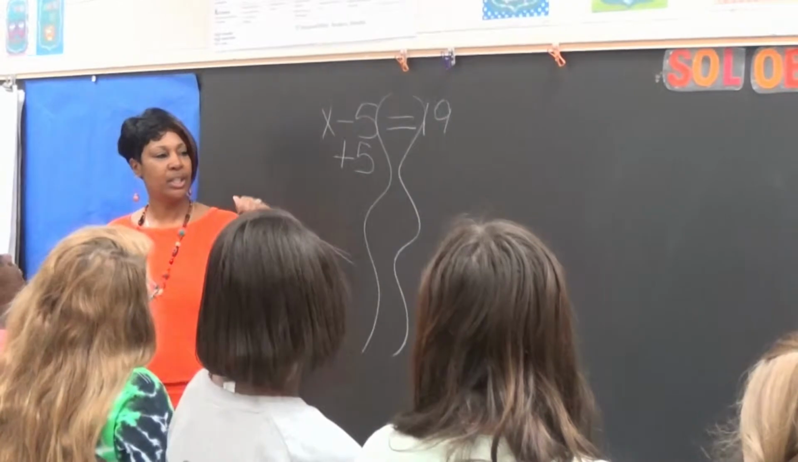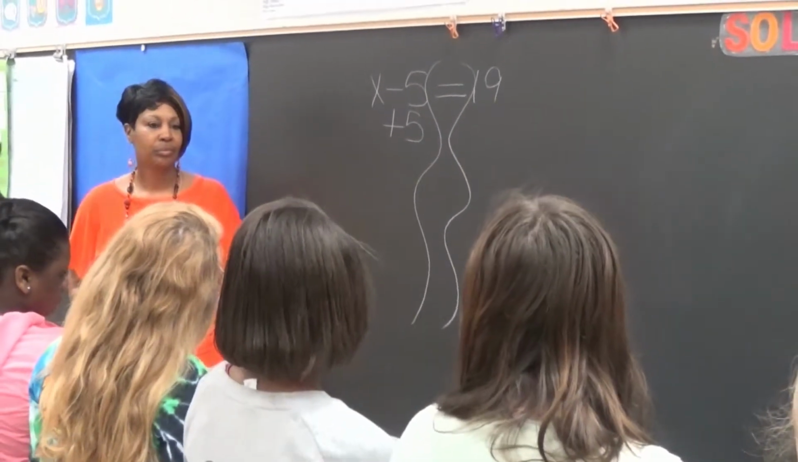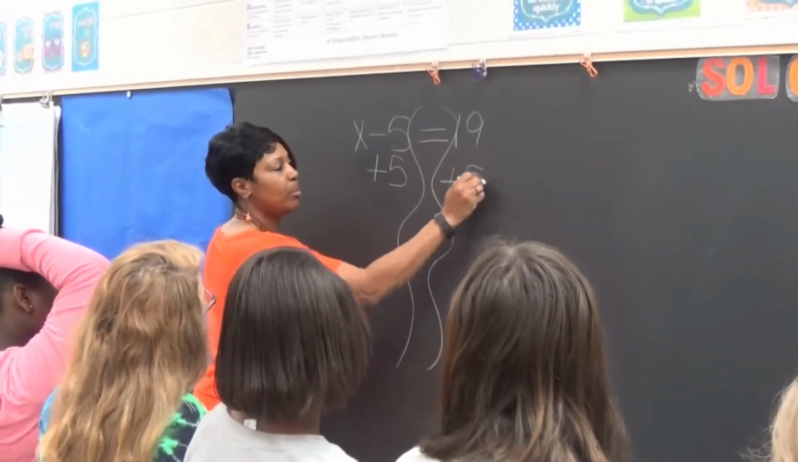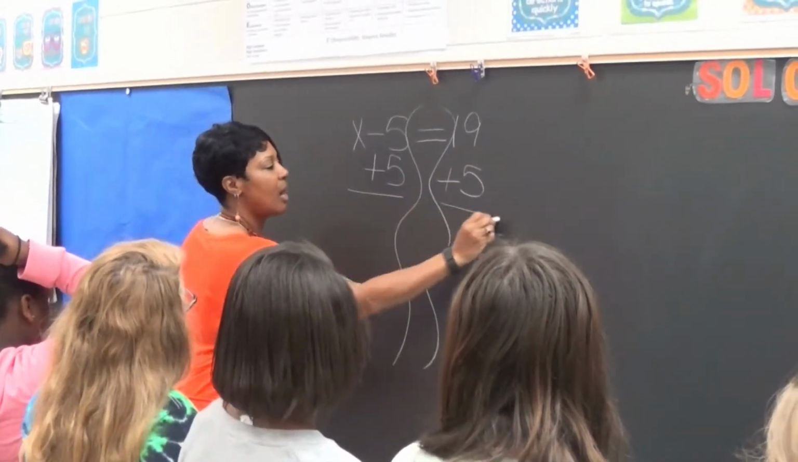What do we need to do to the other side? On the other side, the inverse, the opposite of subtraction, because we want to keep it balanced. So we look for the positive, or plus 2. All right?